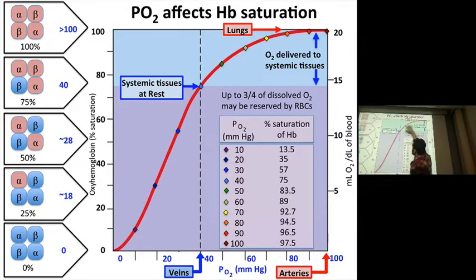But so we're going to saturation. I'm sorry. We're going 20 millimeters of mercury change in the partial pressure of oxygen in this direction, and this is how much oxygen we unload. Compare that to 2 changes in partial pressure of oxygen over here, and we unload a significantly greater proportion of that oxygen. All right?